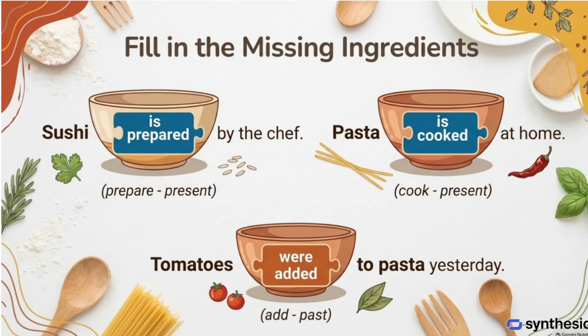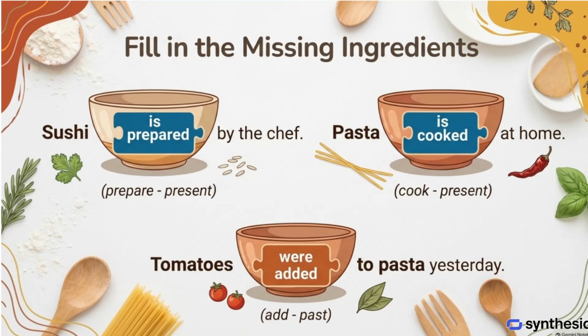Now look at the last sentence. Tomatoes. Added to pasta yesterday. The word yesterday tells us that the action happened in the past. So we use the past passive. Tomatoes were added to pasta yesterday.